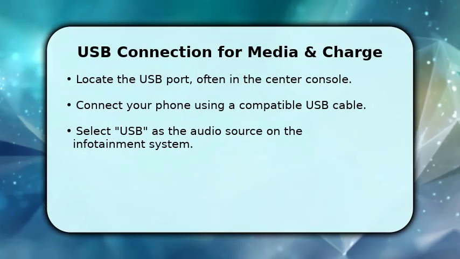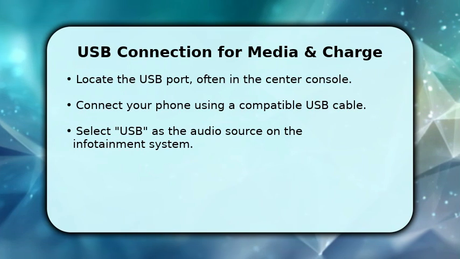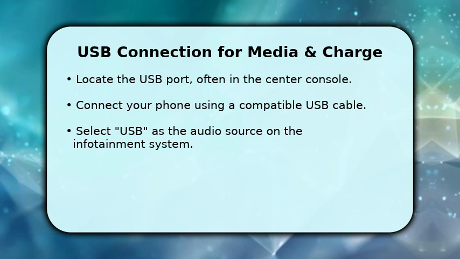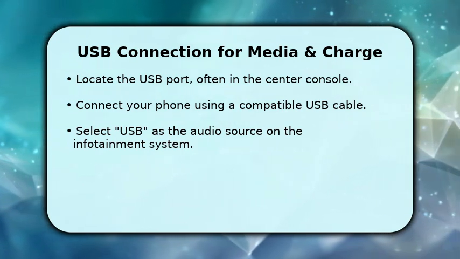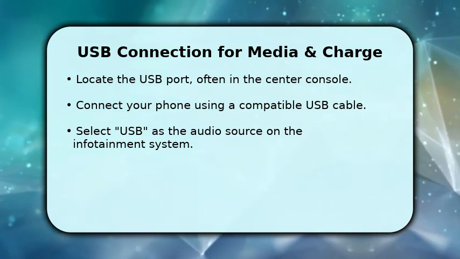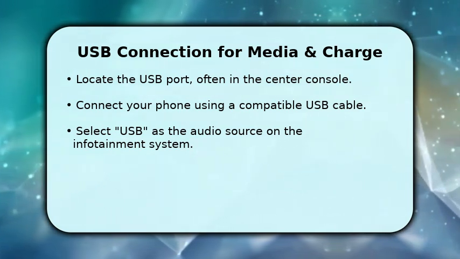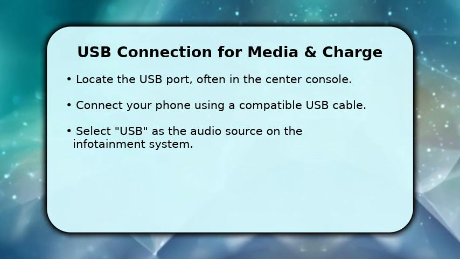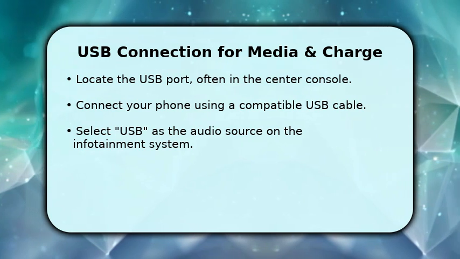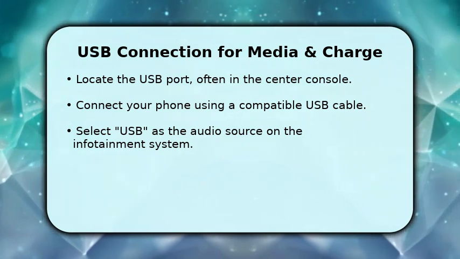For a wired connection, find the USB port, typically in the center console or glove box. Use a quality USB cable to connect your phone. On the car's infotainment system, select USB as your audio source. This connection not only charges your device, but also enables direct media playback, offering clear sound and reliable power delivery.